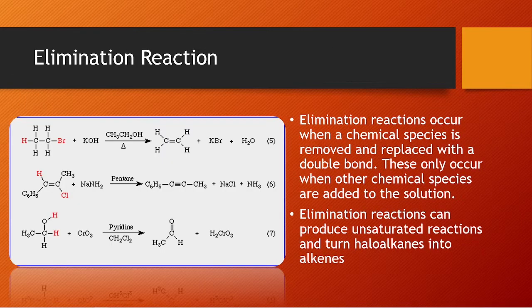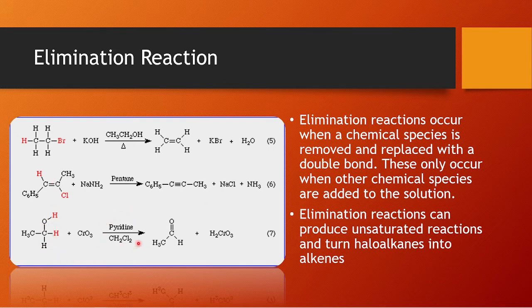I hope so. So I did mention elimination reactions, but I haven't talked about them yet. An elimination reaction is when you are taking something away from the original molecule and replacing it with a double bond. So it's the opposite of an addition reaction. In this case, we've got H and Br. We're taking away both of those to end up with KBr and water, and instead they're being replaced with a double bond in the center. And you can see the same thing with pentane and this one, pyridine.